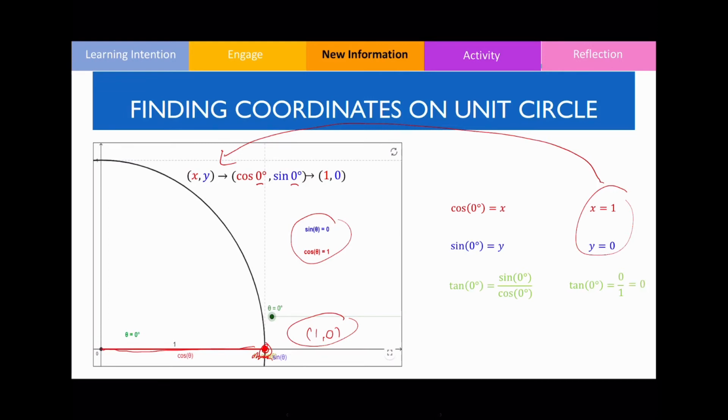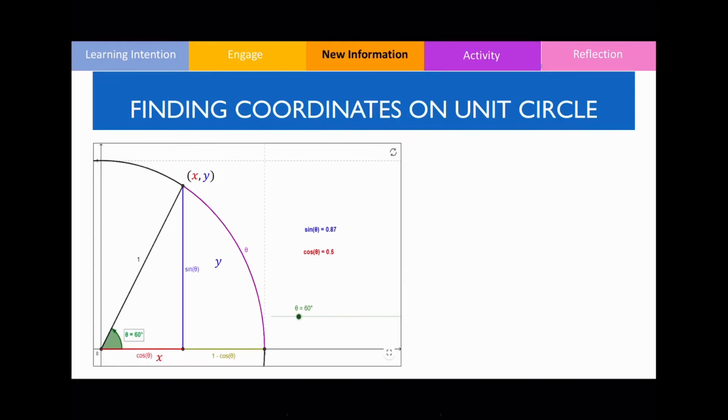So that's the first example. Let's go through a slightly more challenging example. In this case over here, the angle is equal to 60. We're trying to find out what the exact coordinates are for this particular point, which is denoted by x and y. This is again giving the answer, but we'll see whether that's the correct answer or not.